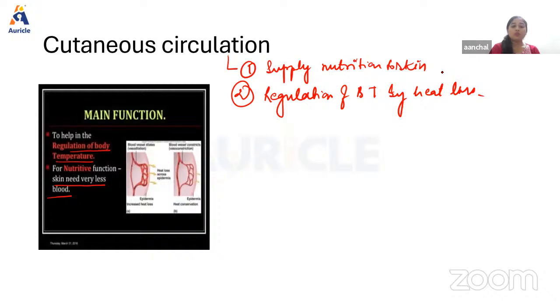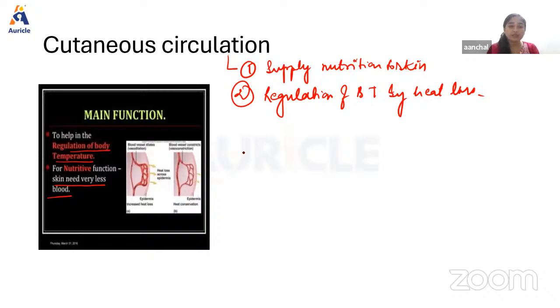Okay, so we know that cutaneous blood flow is regulated mainly by body temperature. Here, the most important structure present in the brain is the hypothalamus, and the hypothalamus is the organ that is responsible for regulating the cutaneous blood flow.